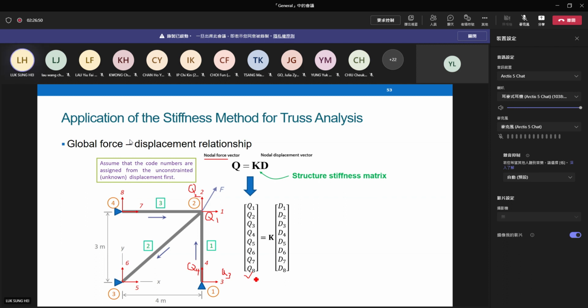We express them symbolically at the beginning. Then what about D? Similarly, D means the nodal displacement. D1 means the possible displacement along direction 1. And then D2, D3, D4, D5, and so on.